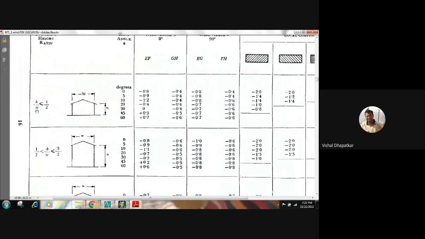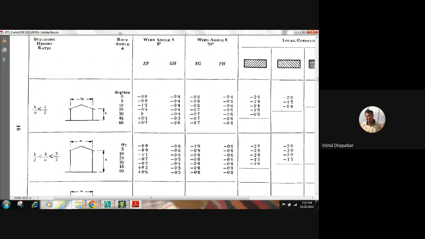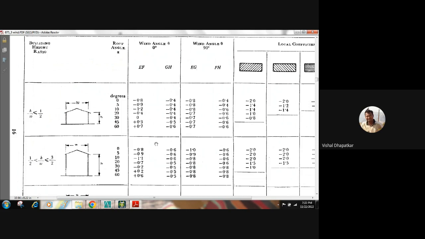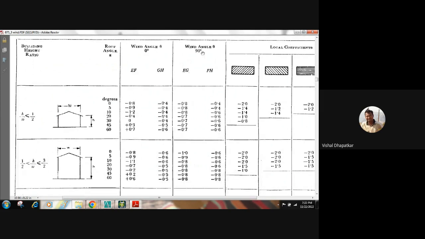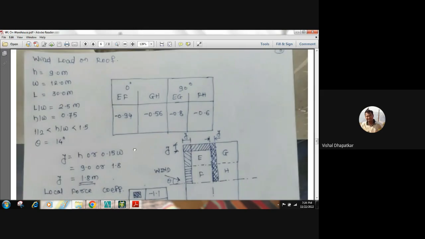So h by w is 0.75, which means it is more than 0.5 and less than 1.5, so we are falling in this category. So we have to take the coefficient corresponding to 0 degree and 90 degree wind angles, but which coefficient we take will be based on the slope of the roof. How much is the slope of the roof? In our case, the slope of the roof is 14 degrees.